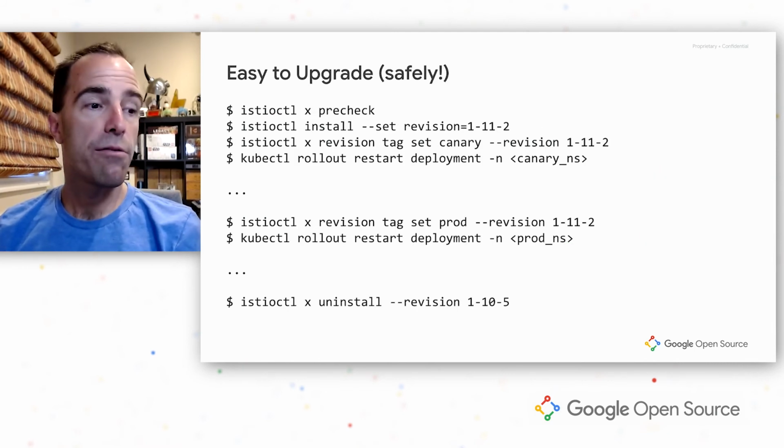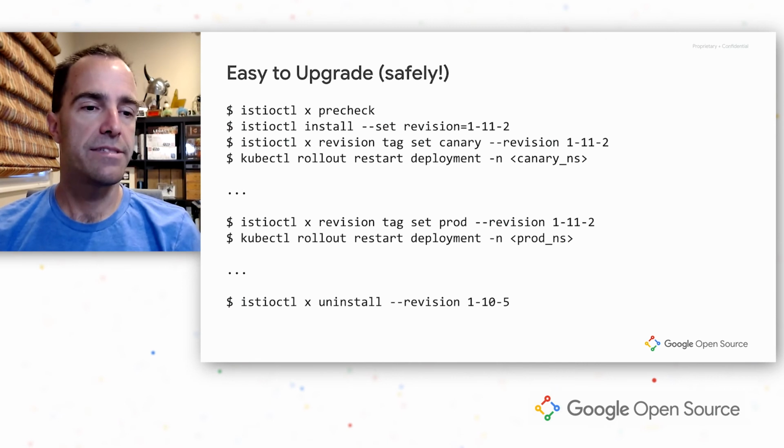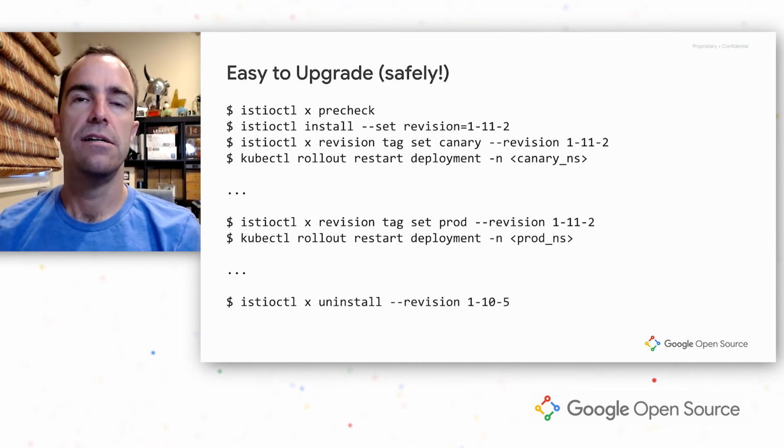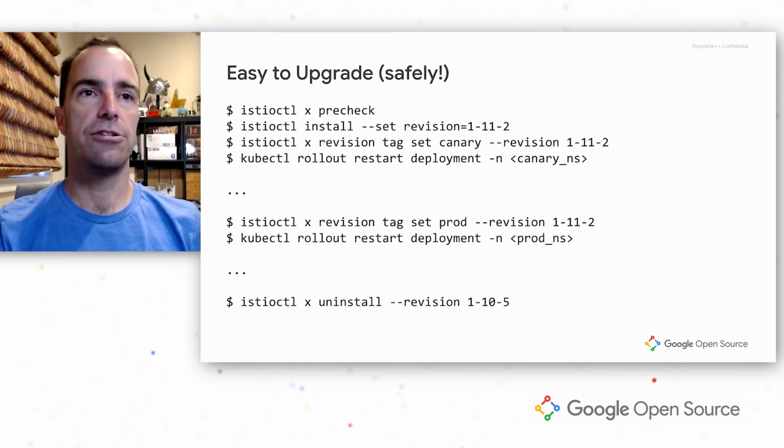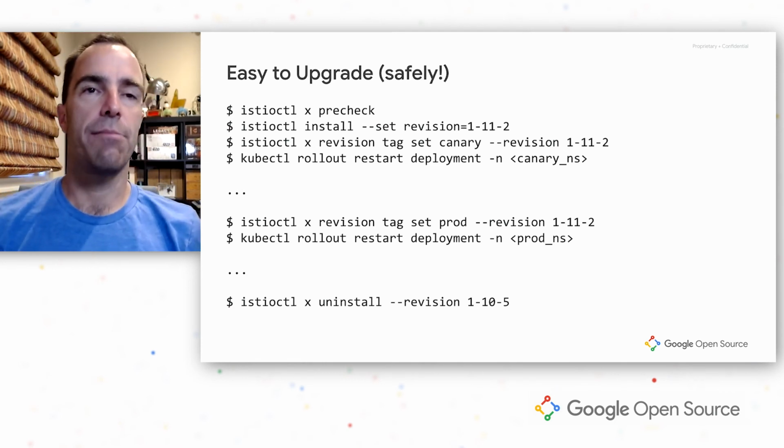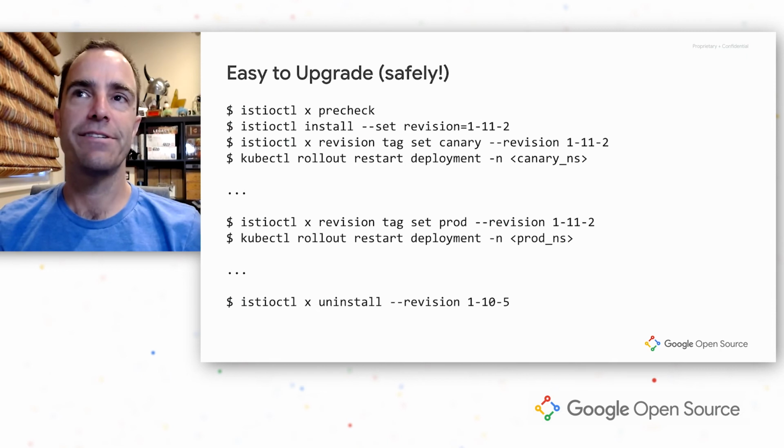So one other thing I'm actually really proud about the team delivering over the last, I should really say the community, since it's an effort across multiple companies. We've made upgrades much easier to do safely. So upgrades have been pretty easy. If you're just doing an in-place upgrade, you can just upgrade the control plane. But for a production system, that's kind of dangerous, right? You don't want to just make changes atomically, globally to all of your services.